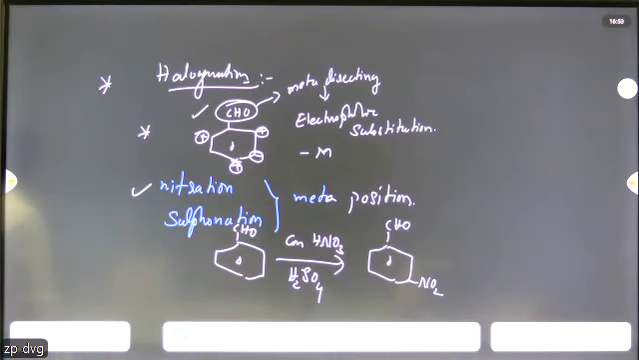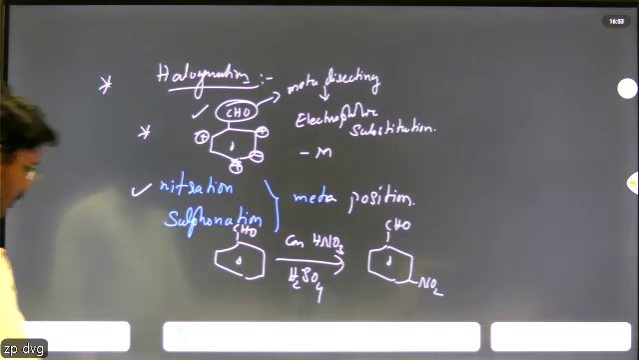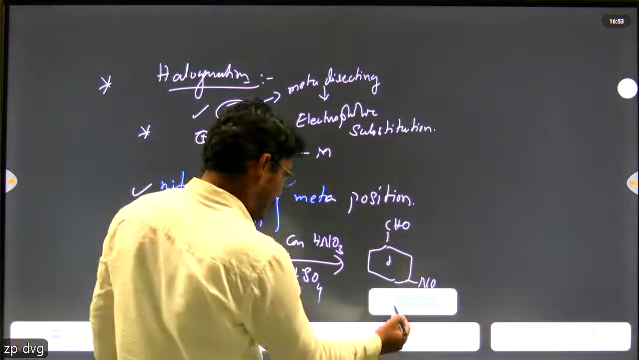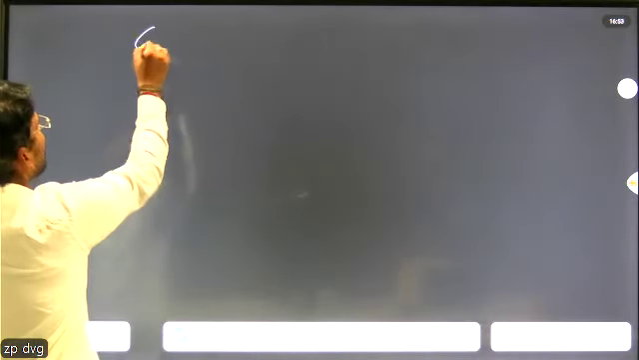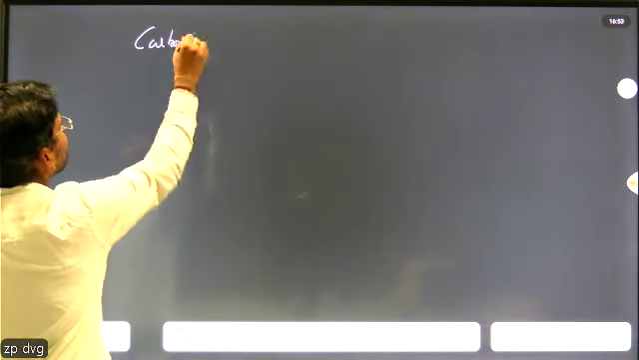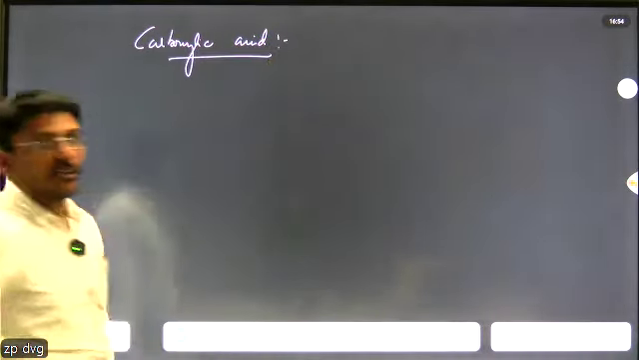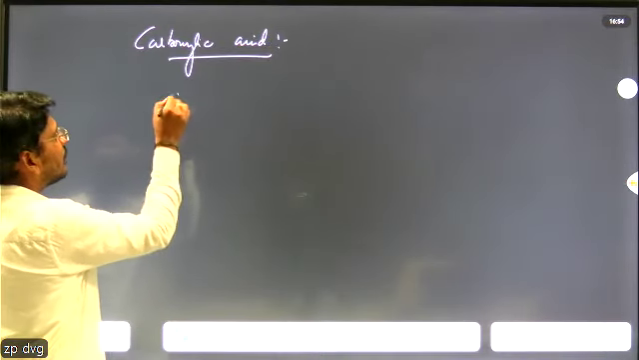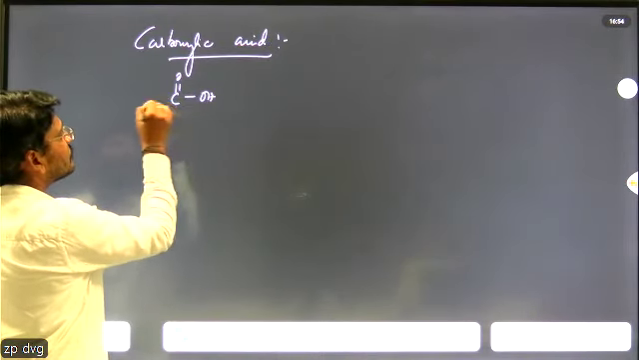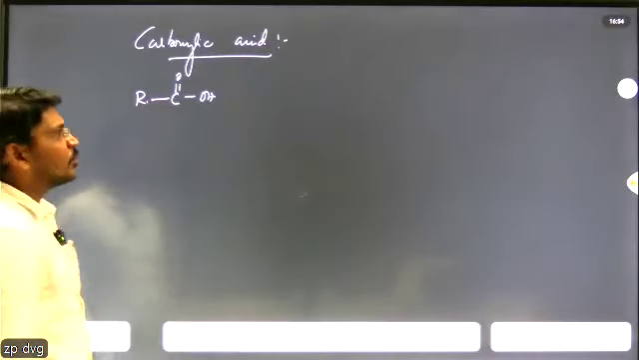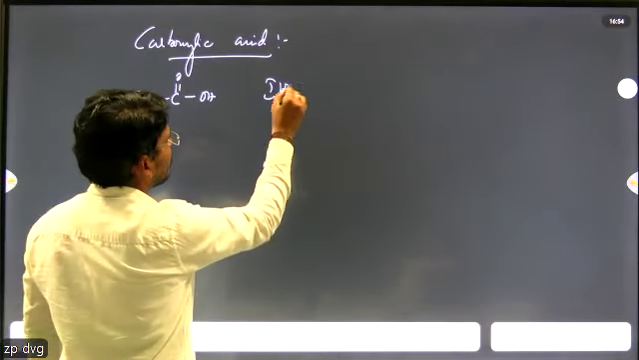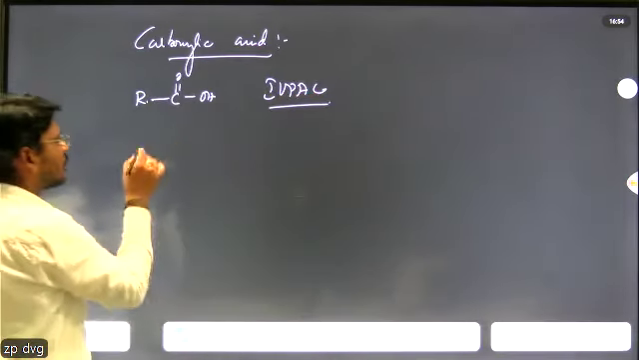After discussing electrophilic substitution reactions, both nitration and sulfonation, next we move on to one more important concept, that is carboxylic acids. Carboxylic acids also contain a carbonyl group, that is the C double bond O group. No need to explain the IUPAC nomenclature once again.